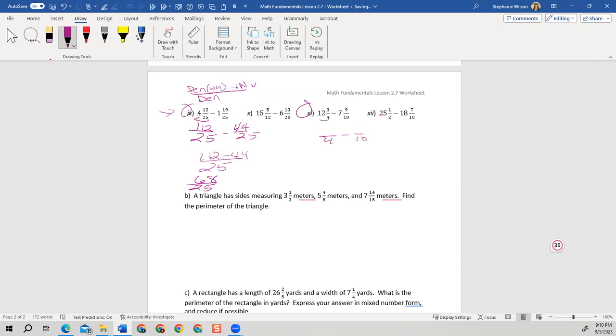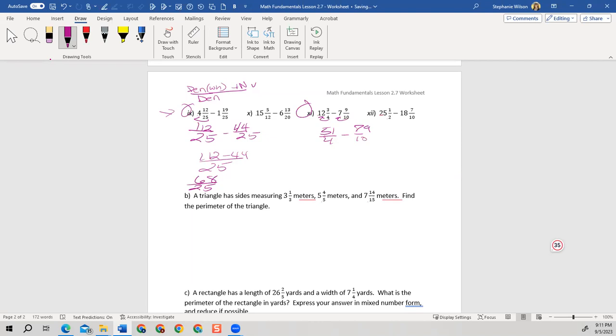And I'm going to say the denominator times this whole number. So I got 4 times 12. And then I'm going to add on the 3, which gives me 51. And then this next one is 10 times 7, which is 70 plus 9 is 79.